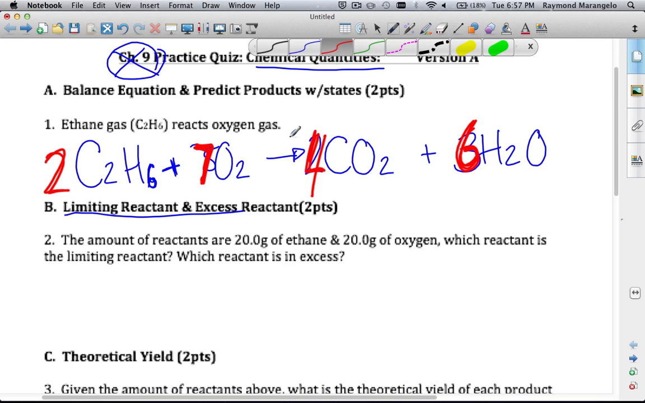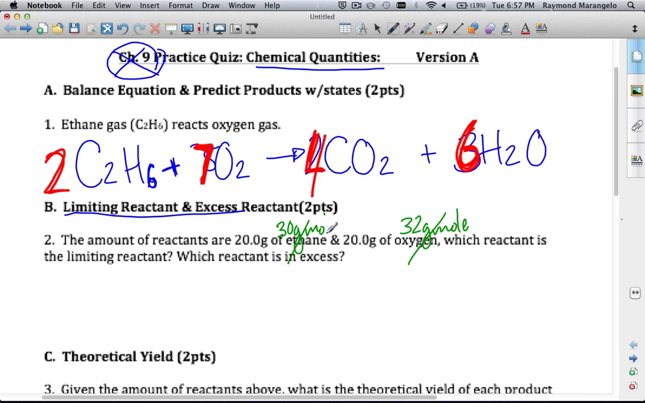Now, after it's balanced, the amounts of the reactants are 20 grams of ethane and 20 grams of oxygen. Oxygen weighs 32 grams per mole. Look at the periodic table if you don't believe me. 16 plus 16, 32. Ethane weighs 2 times 12 is 24 plus 6. Ethane weighs 30 grams per mole.